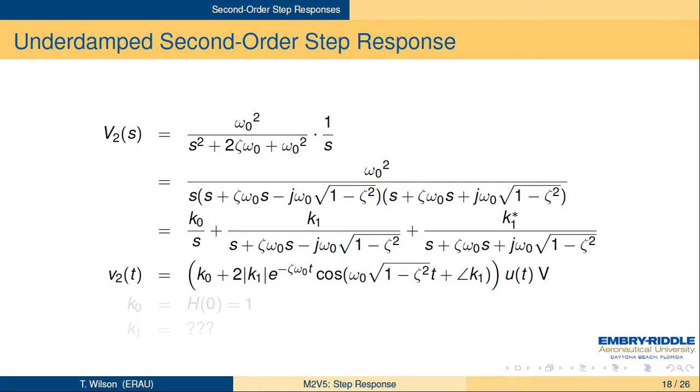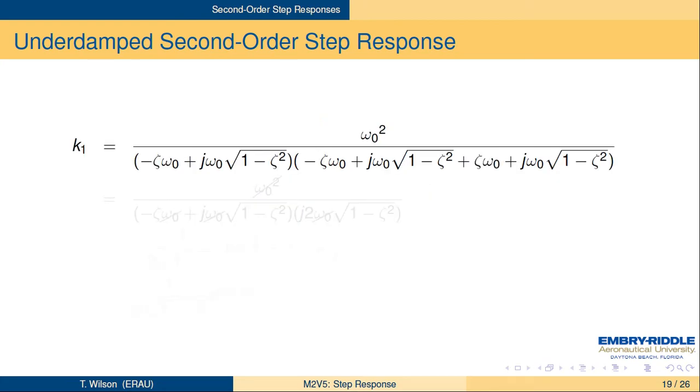So it's going to be K naught, the constant term, and then using what we learned early about Laplace transforms with complex roots, 2 magnitude of K1, the exponential decay e to the minus zeta omega naught t, and then a cosine with a frequency omega naught root 1 minus zeta squared t. And then it's going to have the angle of K1. It's a step input, so it's got a U of t in the output. We find K0 by just using H of 0, and H of 0 is 1. You just get omega naught squared over omega naught squared. But to find K1, we have to do a little bit more work. So here's what you would get when you do K1. You've got that.